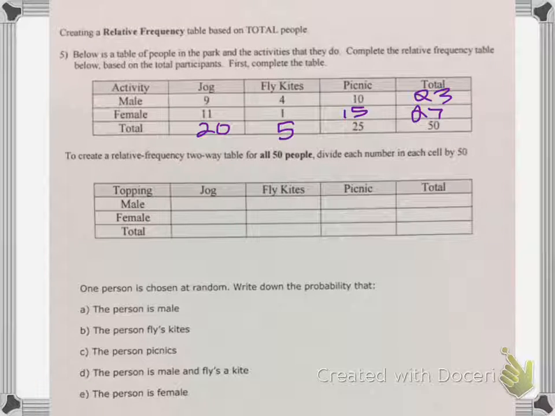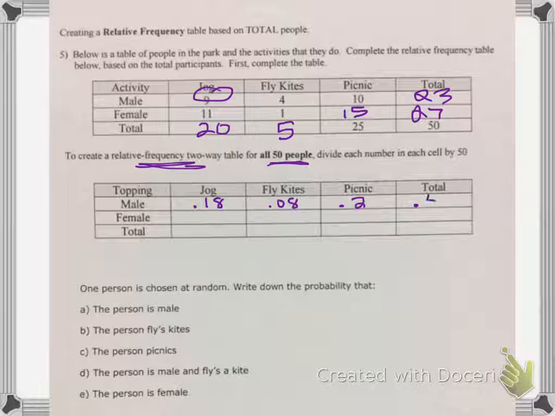If I want to figure it out, it says write a relative frequency table. There's 50 people. We would divide each number by 50. So I would come up here and I would go 9 from that one, divide it by 50, and I would get 0.18 right here. I would do 4 divided by 50 and get 0.08. I would do 10 divided by 50 and get 0.2. And if I want one more over, then I would do 23 divided by 50 and get 0.46.